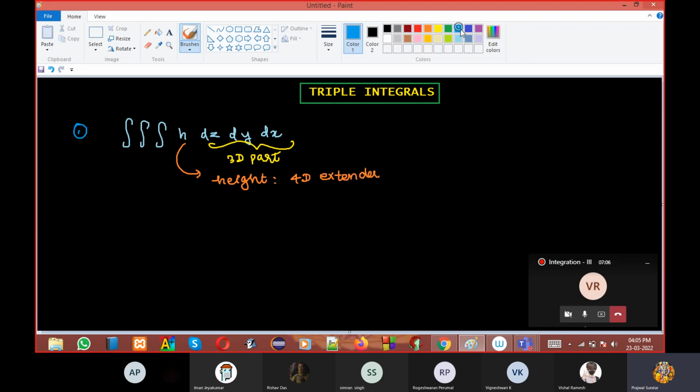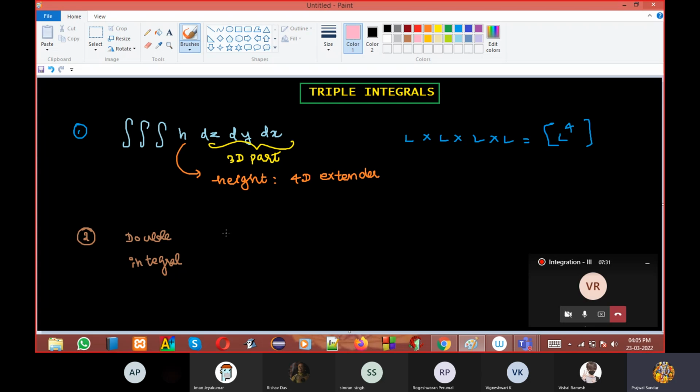So actually, you are calculating length into length into length into length. You are calculating something in a 4D region. We are not given a specific term for it. Volume, area, we have not called it. This is something in a 4D region. Remember that.